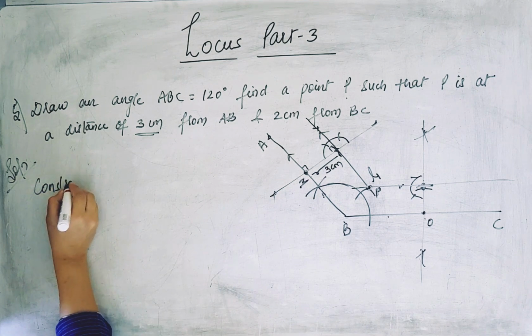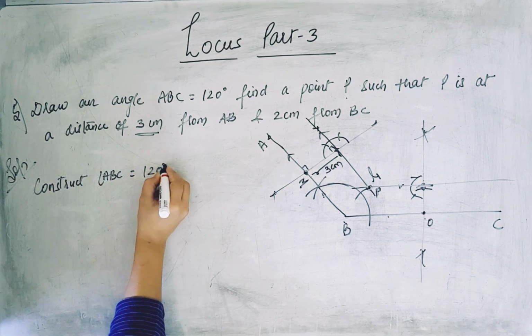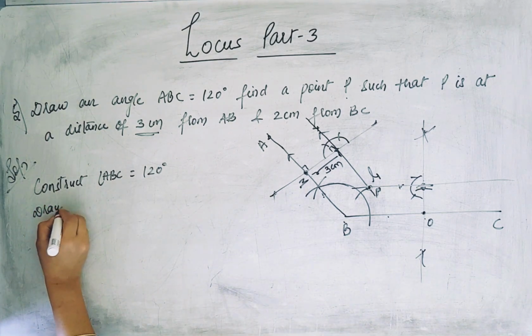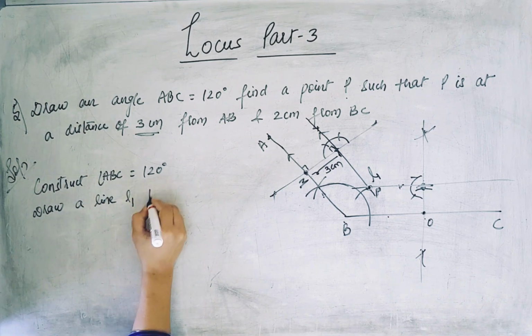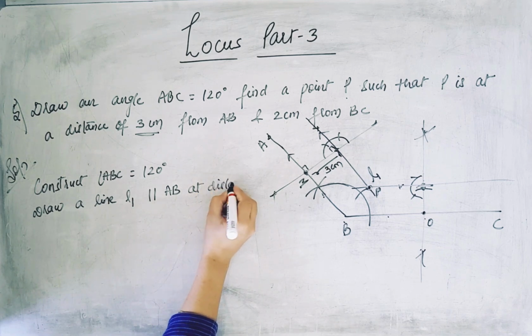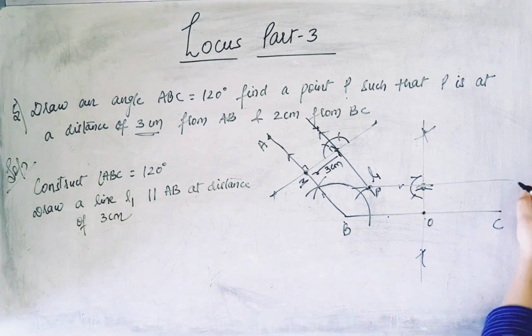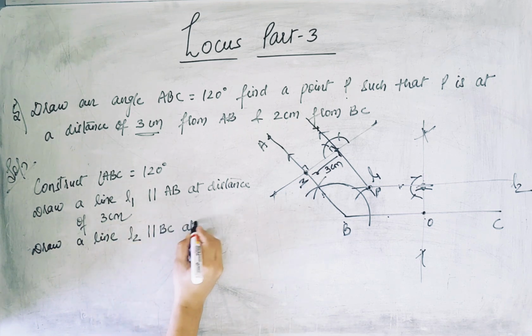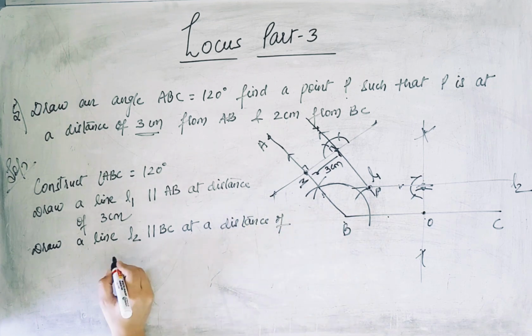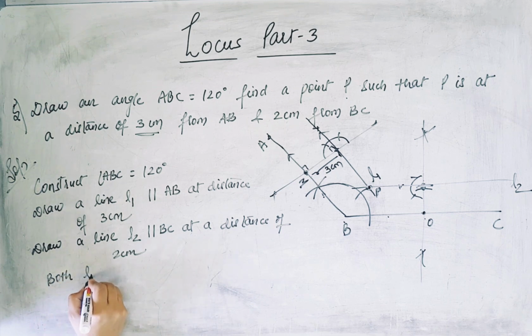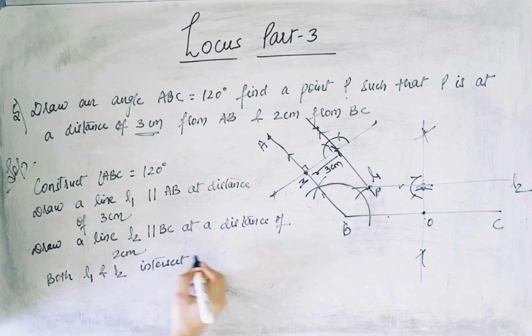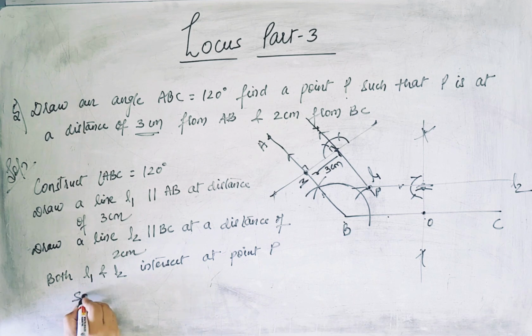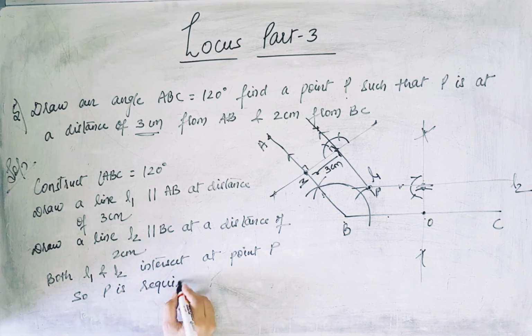So I am writing whatever we did. Construct angle ABC equal to 120 degree. Then what we did? Draw a line L1 parallel to AB at a distance of 3 centimeter. Then draw a line L2 parallel to BC at a distance of 2 centimeter. Both L1 and L2 intersect at point P. So P is what? P is the required locus which is at a distance of 3 centimeter from AB and 2 centimeter from BC.